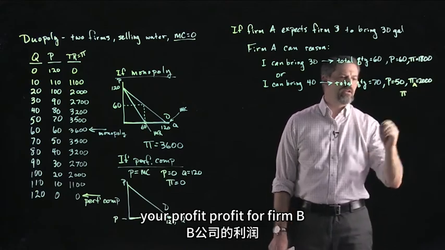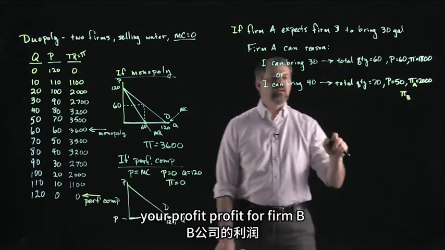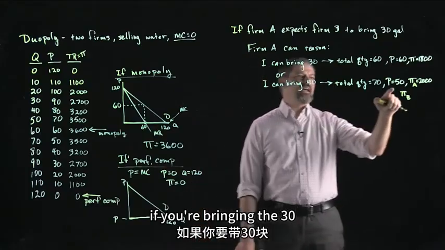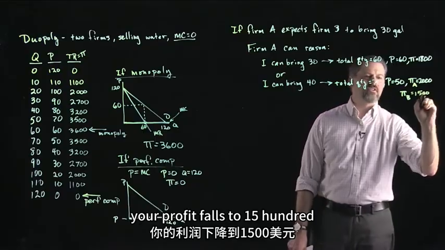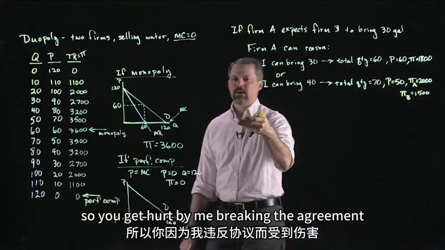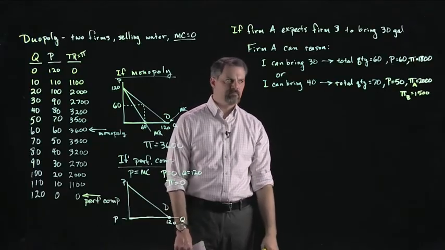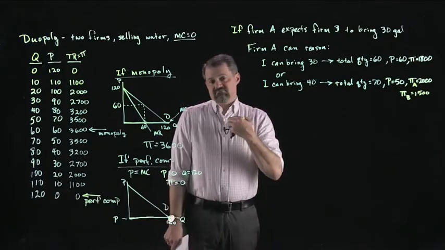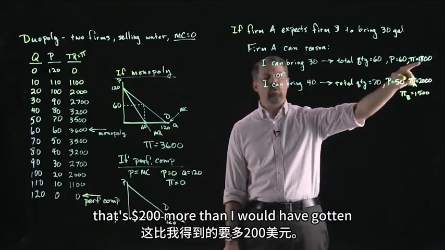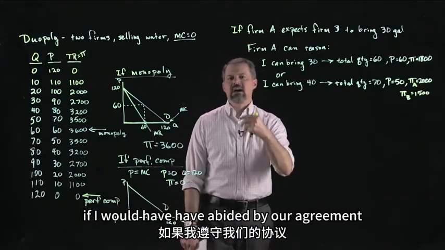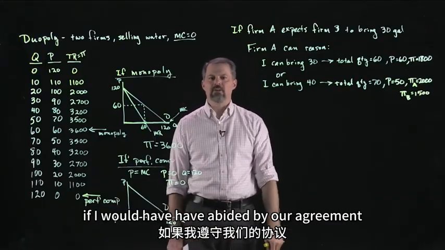Your profit, for firm B, if you're bringing the 30 and selling it for $50 each, falls to $1,500. So you get hurt by me breaking the agreement. But I walk away with $2,000. That's $200 more than I would have gotten if I had abided by our agreement.